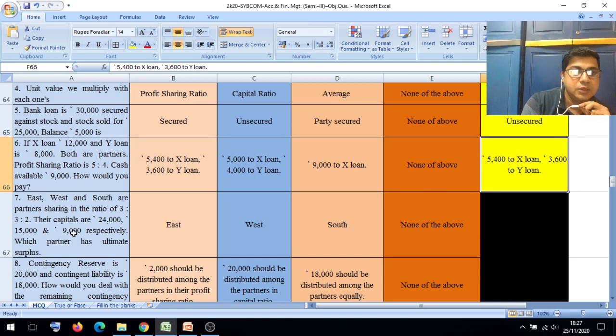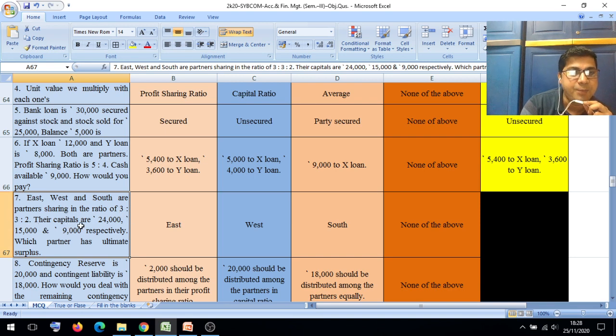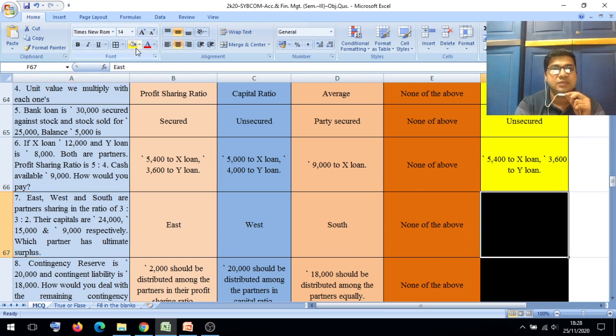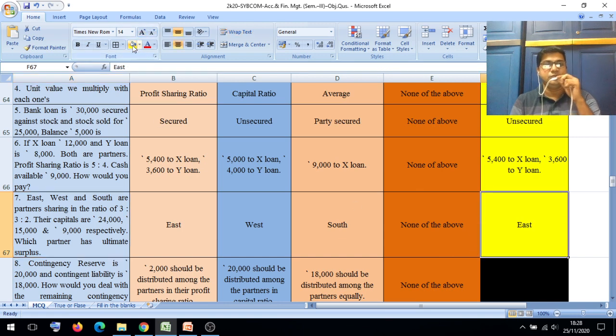Next, East, West and South are the partners sharing in the ratio of 3:2. Their capitals are rupees 24,000, 15,000, 9,000 respectively. Which partner has an ultimate surplus? Ultimate surplus means final excess capital. Which partner? The answer is East.